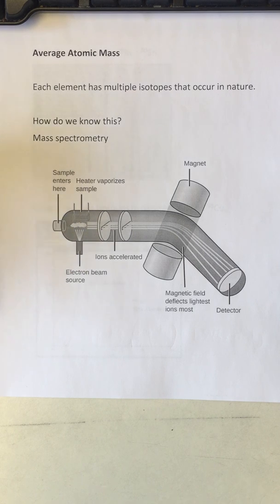Remember, the electron is the subatomic particle. It's negatively charged and doesn't have much mass. It can be accelerated by using electric fields or voltages and magnetic fields. So assume these electrons are just flying through and they start striking this cloud of gaseous atoms.